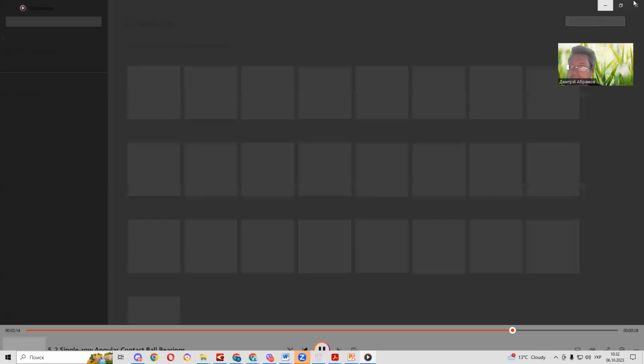Please write down to your notes the three types of ring loading: circulating load, local load, and oscillatory load. Write down to your notes these types of load.